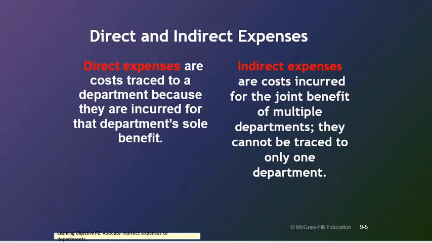Indirect expenses, in contrast, are costs incurred for the joint benefit of more than one department. They can't be readily traced to a single department. For example, if 2 or more departments share a single building, the benefits of the expenses for rent, heat, light, that type of thing. Service department expenses, costs that benefit more than one department, can't be easily traced to one department.